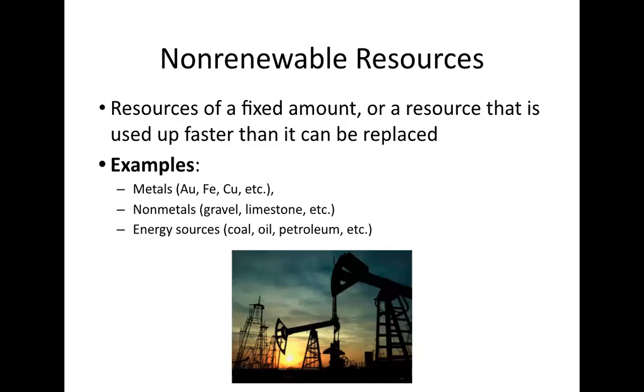Non-renewable resources are resources of a fixed amount, or a resource that is used up faster than it can actually be replaced. Some examples of these are different metals, non-metals, and specific energy sources like coal, oil, and petroleum.